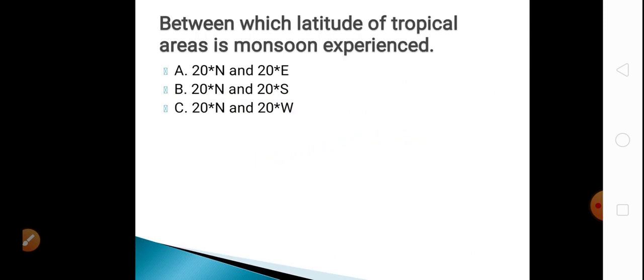Now let's have a quiz. Let me see how much you all have understood this lesson. Between which latitude of tropical areas is monsoon experienced? A. 20° north and 20° east. B. 20° north and 20° south. C. 20° north and 20° west. What's the answer? Correct. It is B. 20° north and 20° south.